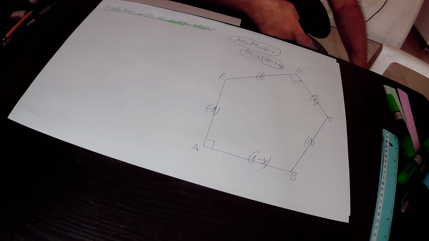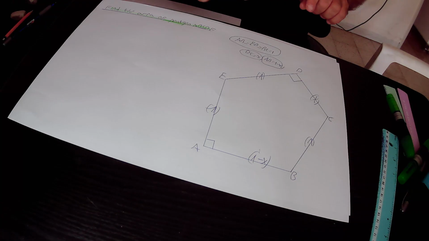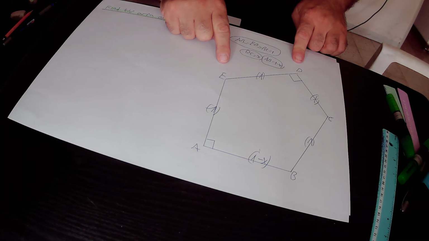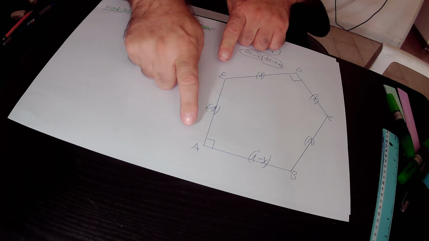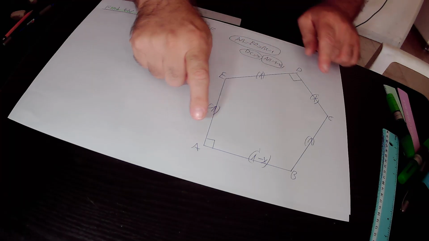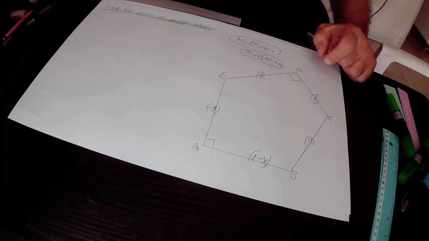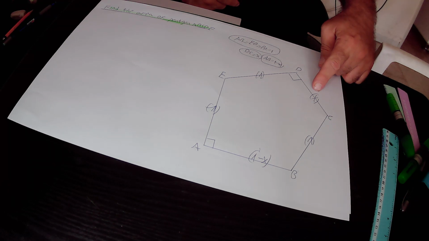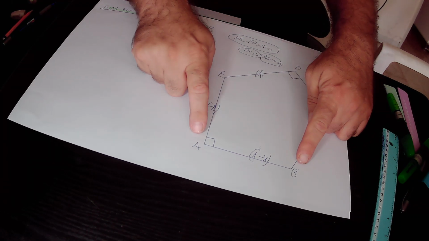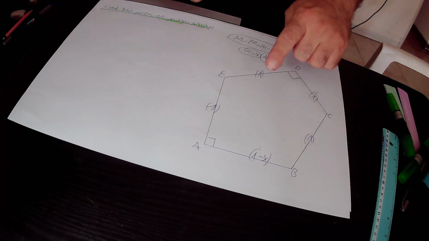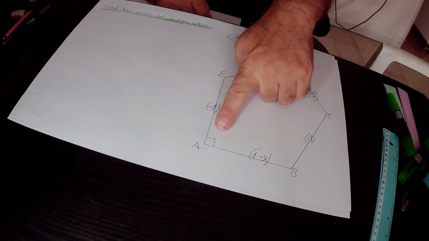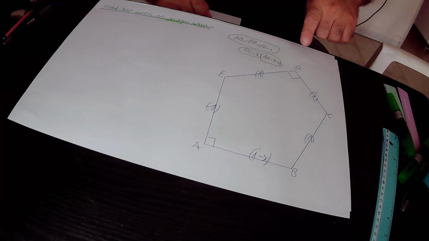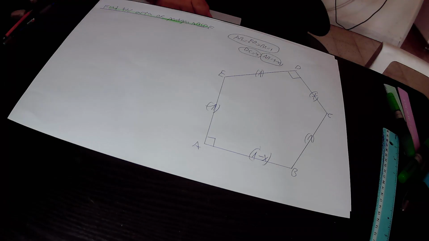We know that side ED equals 1 unit in its length, side EA equals 1 unit in its length, side BC also equals 1 unit in its length, side DC equals x units in its length, side AB equals 1 minus x units in its length. This is the angle EAB, a right angle, and this is angle EDC, also a right angle. Again, our task is to find the area of this pentagon ABCDE.